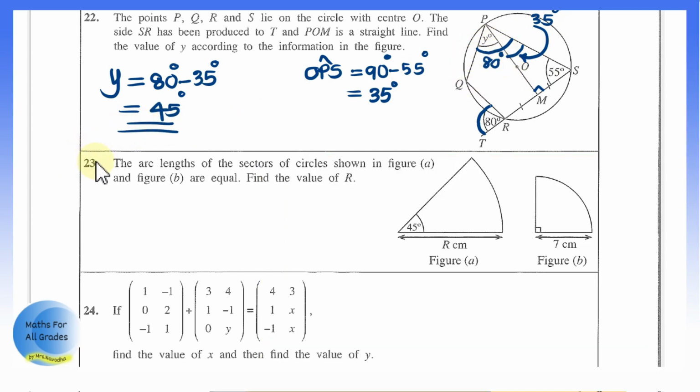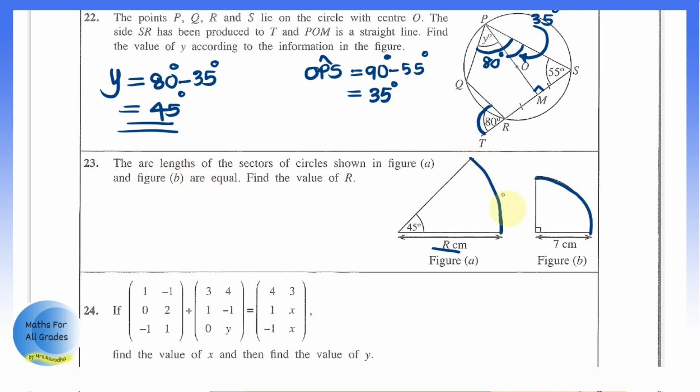Question number 23. The arc lengths of the sectors of circles shown in figure A and figure B are equal. That means this length and this length are equal. Find the value of r. So here we have to find the radius of this sector. Now I am going to write down an equation by equating the lengths of these two arcs.